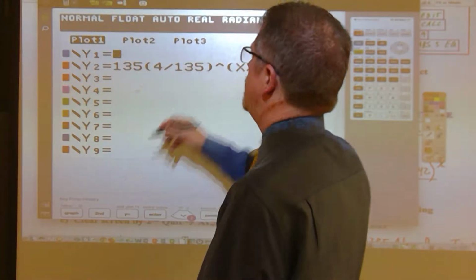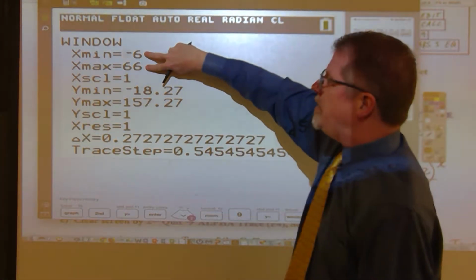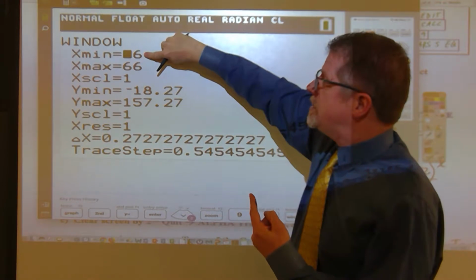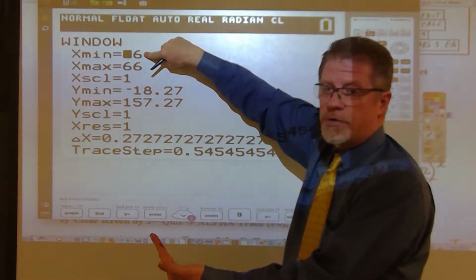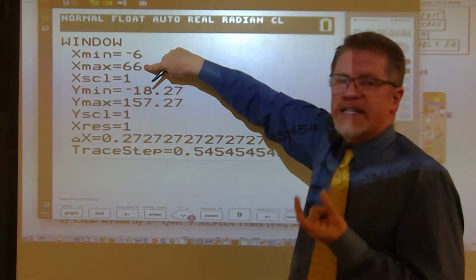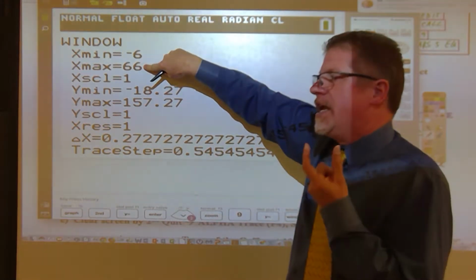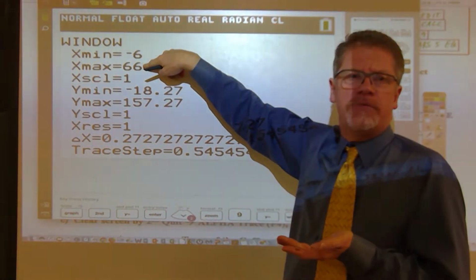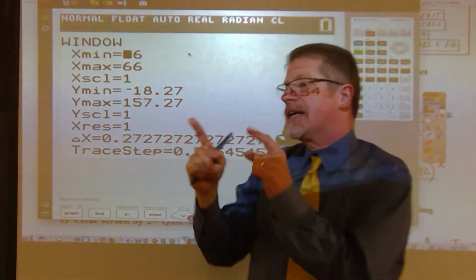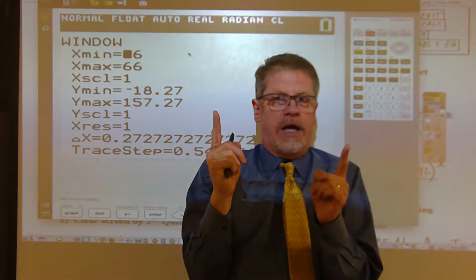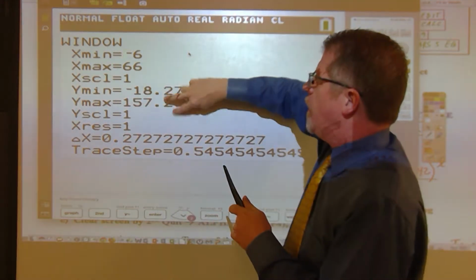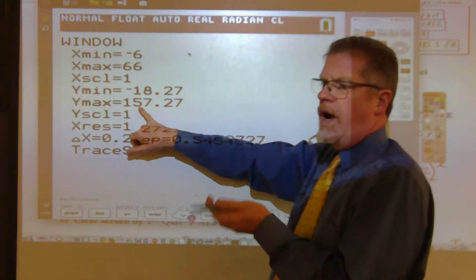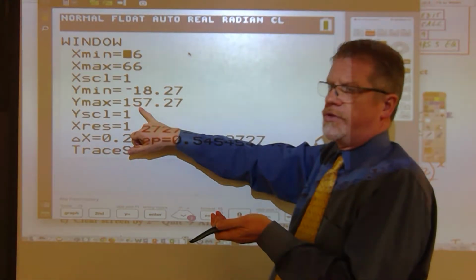What Zoom 9 does, by the way, is this. It sets your viewing window up so you have breathing room. It looks like they want 6 units of breathing room below 0, and they automatically set up 6 units of breathing room above the maximum number of minutes that the coffee had been cooling. You know how in list 1 the biggest number you put in was 60? It basically gives you an extra 10% on X-min and X-max. And same thing for Y-min, Y-max. It gives you a little extra breathing room. I think the biggest Y value in list 2 was 135. It gave you a little extra.